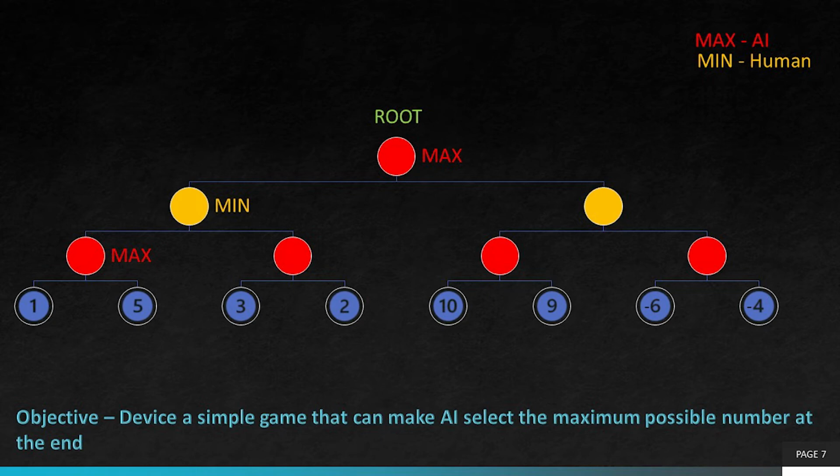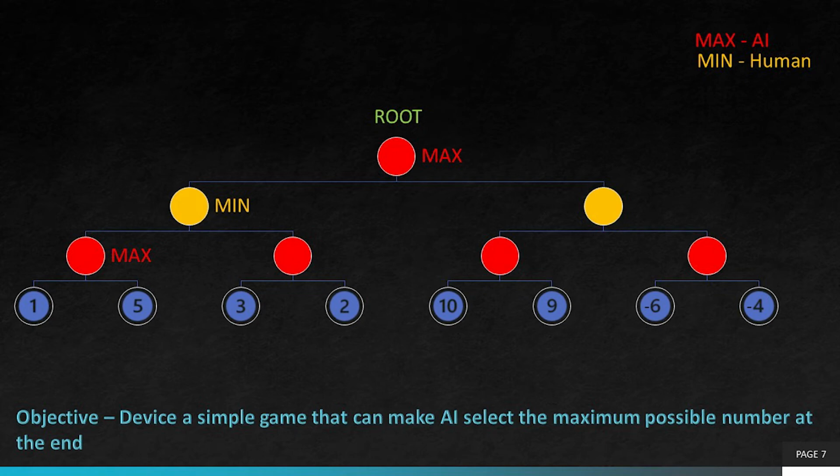So AI has to make its move in such a way that it leads to the maximum possible value in the final state. On the other hand, the human player will select the minimum possible value. The top of the game is the root, and that is the current state, and AI is starting here. So we can see AI is the maximizing player.